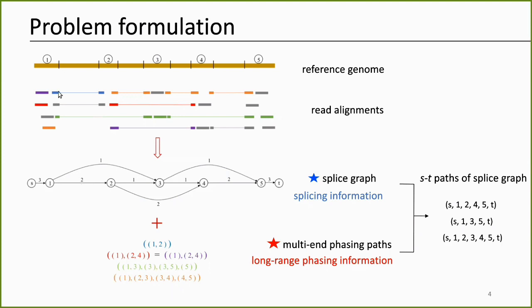We also group reads with the same color as a read group and then construct the multi-end phasing paths. Take this red multi-end phasing path as an example. Here, the 1 comes from the first red read, and the 2, 4 comes from the second red read. The input of our problem becomes a splice graph and a set of multi-end phasing paths. The output is a set of s-t paths that represent a set of full-length transcripts.